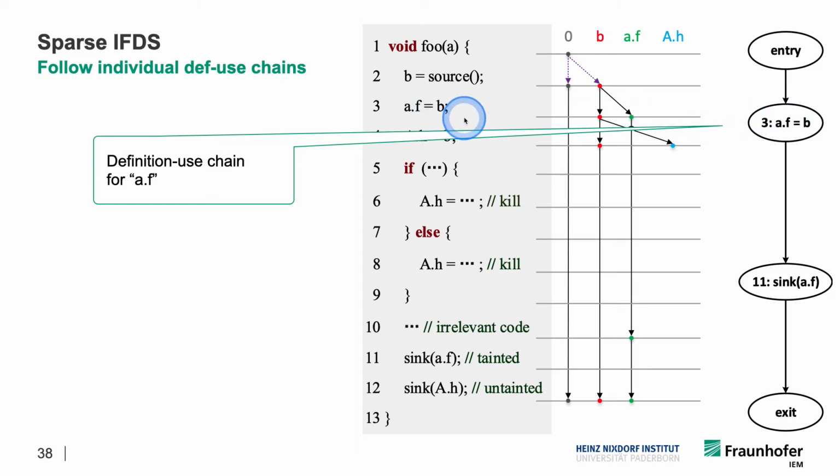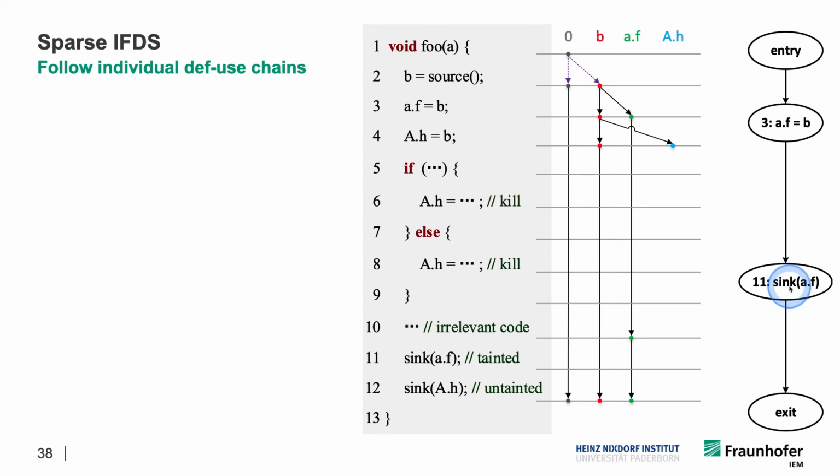Now, again, we look at the control flow graph basically and create this def-use chain on the fly. And we will see that A.F, where is it used? It's actually only being used at the sink, right, at line 11. So that is the only other node that becomes part of this particular def-use chain.